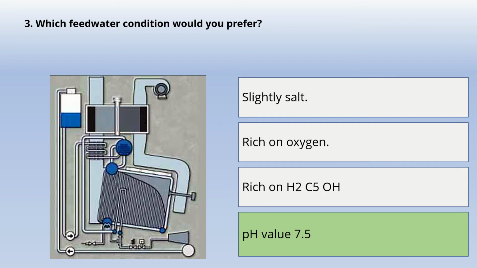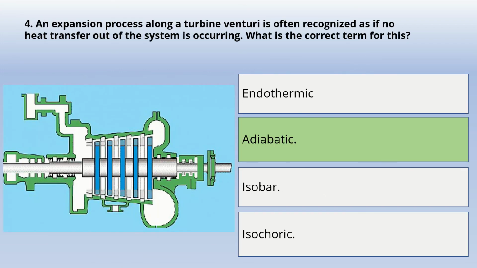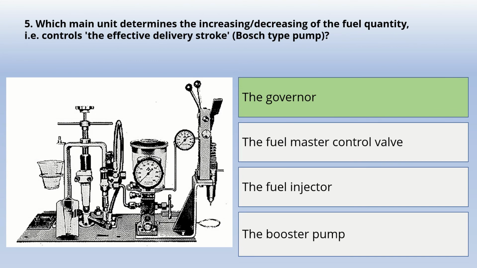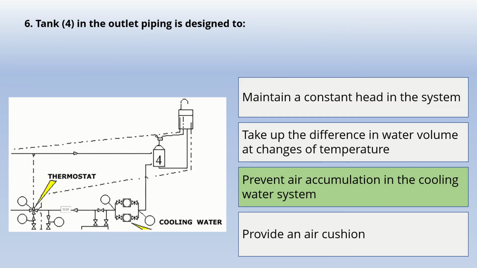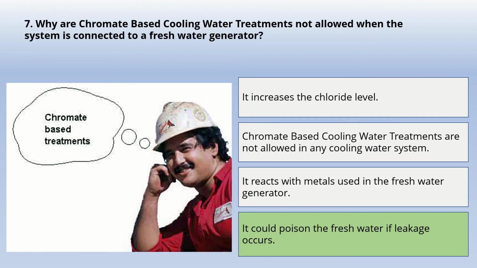pH value 7.5. An expansion process along a turbine venturi is often recognized as if no heat transfer out of the system is occurring. What is the correct term for this? Adiabatic. Which main unit determines the increasing or decreasing of the fuel quantity, that is, controls the effective delivery stroke? The governor. Tank 4 in the outlet piping is designed to prevent air accumulation in the cooling water system.